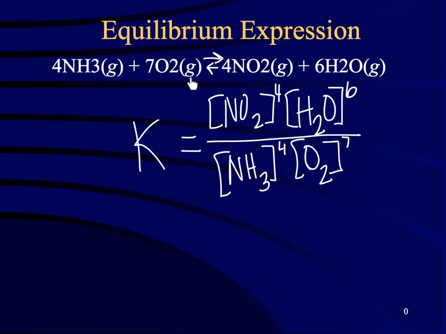One thing I want to point out is that you do need to pay attention to the states of matter. Only gases and things that are aqueous will go in the equilibrium expression. We do not put solids or liquids in the equilibrium expression because they are known not to really affect the equilibrium at all. So if you see a solid or a liquid, you ignore it as if it's not there. Only put gases and aqueous things in your equilibrium expression.